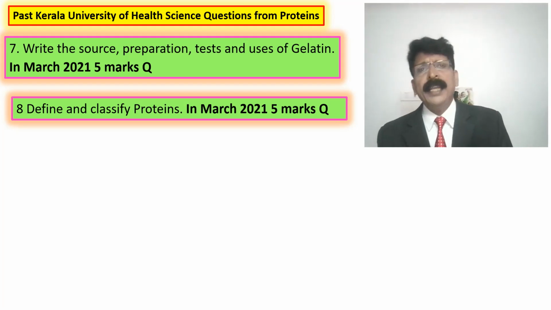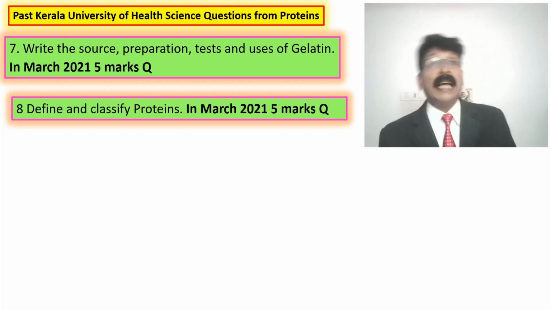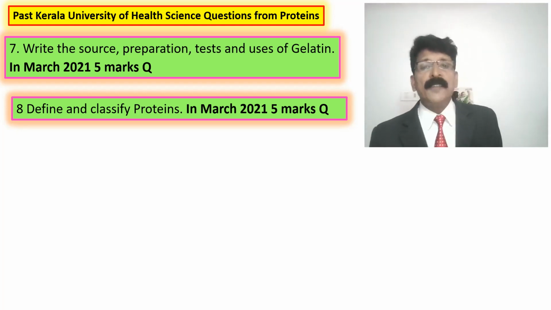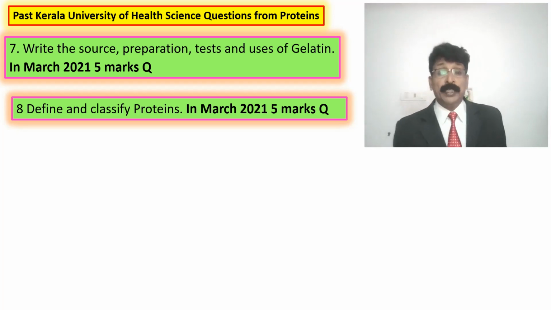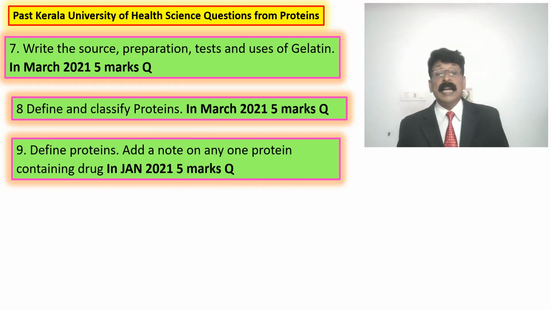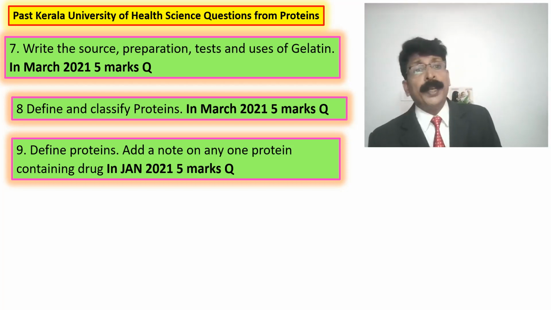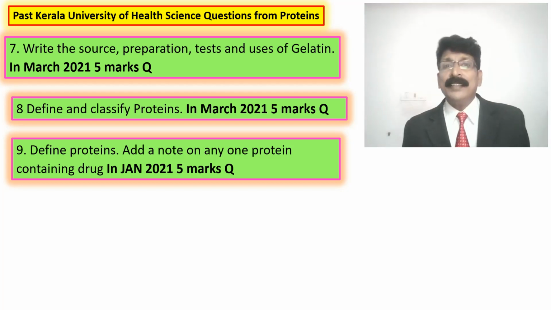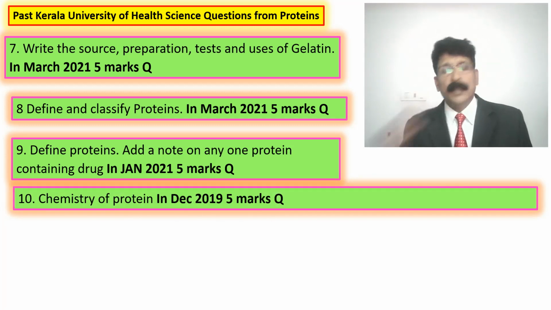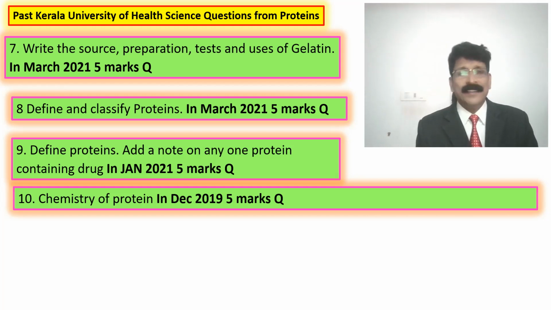Every year they are asking. Even in March again they have asked two questions. Gelatin they have asked, and also define and classify protein, a 10-mark question in March 2021, in the same question paper. In January 2021, a 5-mark question: define protein and add a note on any one protein-containing drug. You can write gelatin or collagen. Chemistry of protein, 5-mark question.